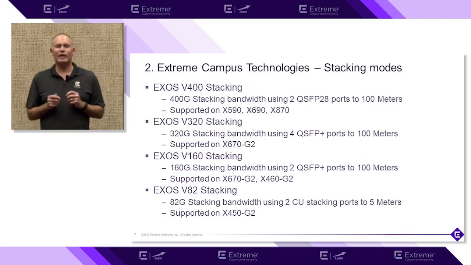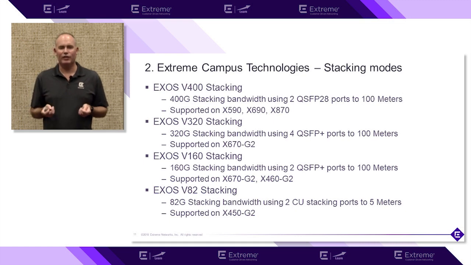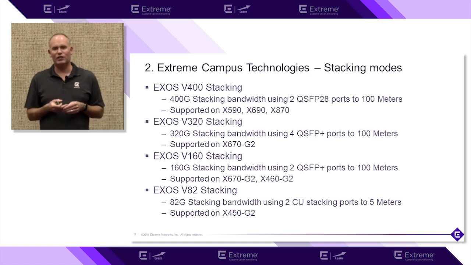So now we'll take a quick look at the other types of stacking used on the Exos platforms. We can see here the V400, the V320, the V160 are high performance stacking. These are giving 400 gig, 320 gig, 160 gig of bandwidth for each switch in the stack. But as you can see from the models indicated, it's only supported on Pacific models that have a very high performance switching capacity.